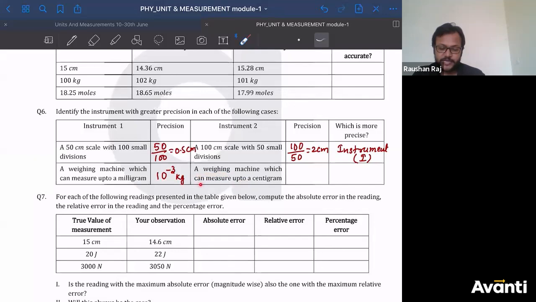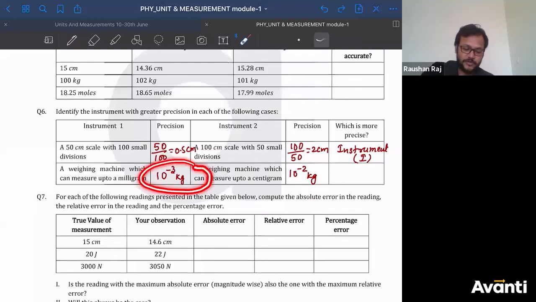Here, look: a weighing machine which can measure up to a centigram. Up to a centigram, so what is the meaning of this? 10 to the power minus 2 kg. All right. Is everyone understanding? Is it written correctly or wrongly? Which is higher value? This one is higher value. We have to think about the lower value. So which is having lower least count? This is having lower least count. So instrument 1 will be more precise.